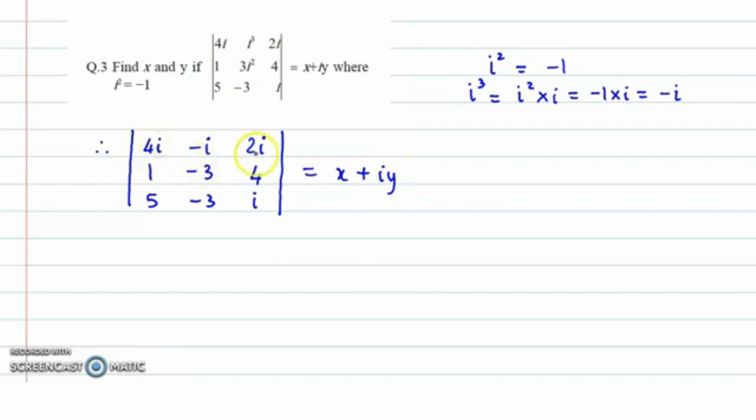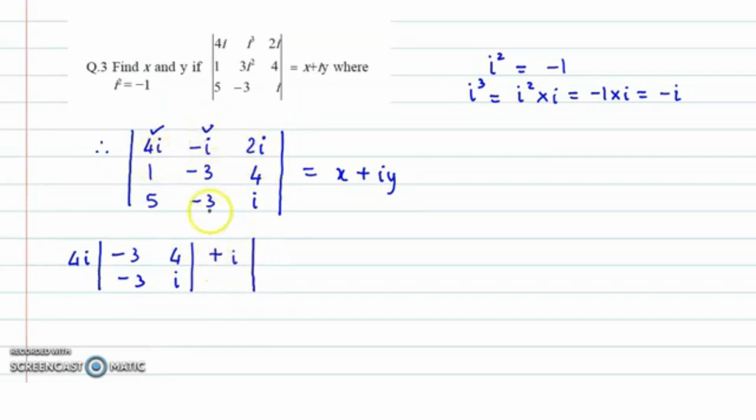Now let us expand along R1. First element 4i लेते हैं. तो 4i के साथ determinant आएगा -3i, ये रो कॉलम डिलीट कर देते हैं और यहाँ पर आएगा 4i. Then minus i है तो इसका साइन चेंज, this becomes plus i.